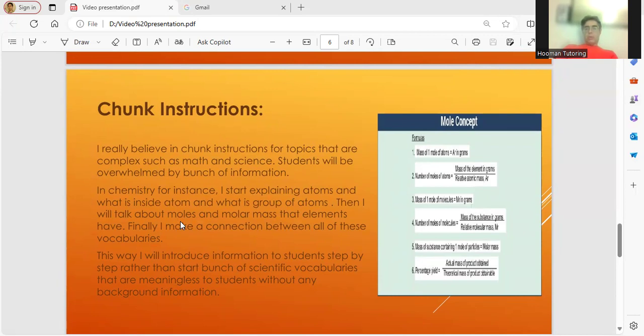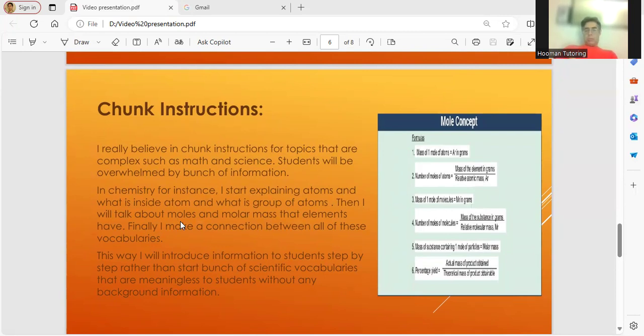Then I will talk about moles and molar mass in the next section. Then I can put all the information of the moles and the mass together with the atoms and molecules. I will connect this information to each other. That way the student can understand little by little for every vocabulary word.